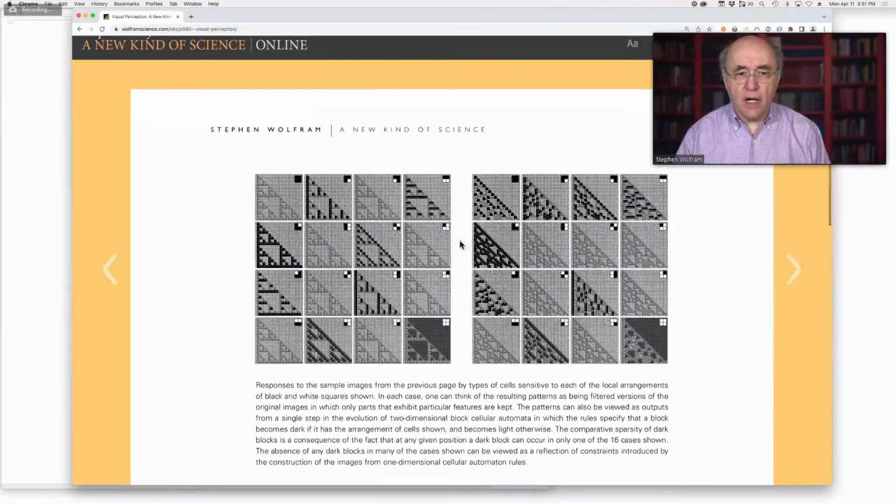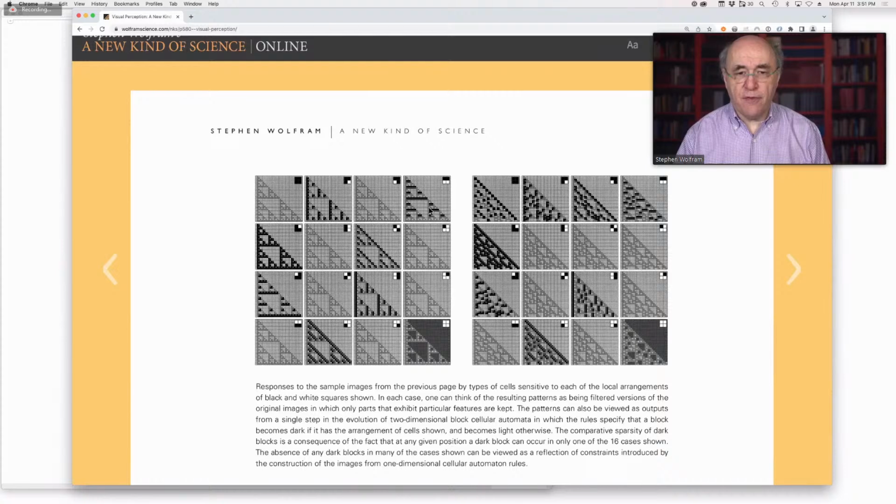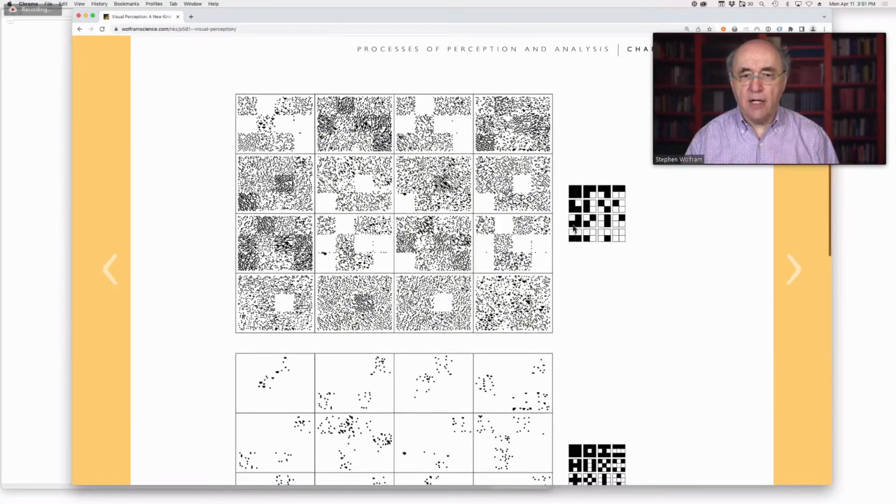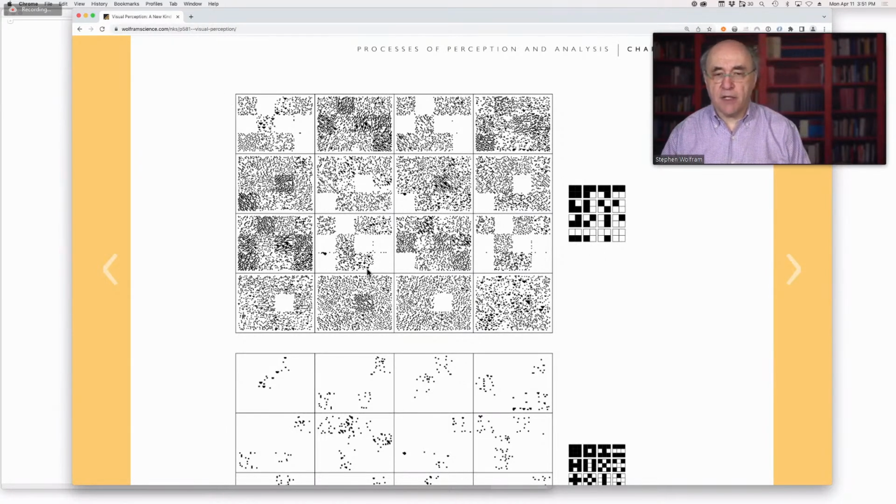Okay, so this is showing for different feature detectors what those feature detectors will pick up for these different patterns. And then we can go look at our original textures and say, for different feature detectors, what would be picked up in these different textures?